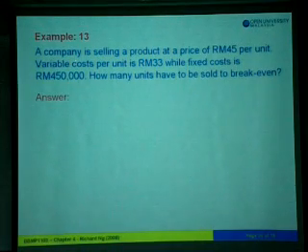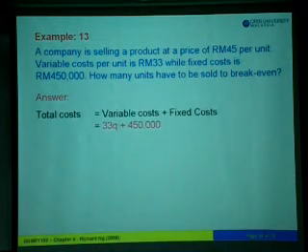Example 13. A company is selling a product at a price of 45 ringgit per unit. This is the selling price for 1 unit. The variable cost per unit is 33 ringgit, while the fixed cost is 450,000 ringgit. How many units have to be sold in order to break even?